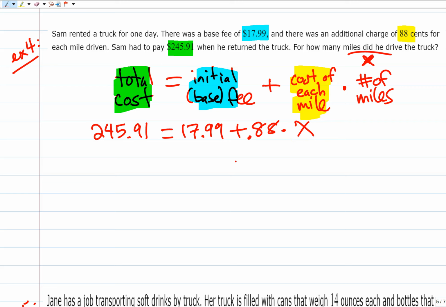Could you solve for X? I'll give you a hint. We've done this before. Some of us are going to multiply everything by 100. That doesn't hurt my feelings. Do you have a calculator in your hand? You can handle the decimals then. And so I'm going to go through it that way.